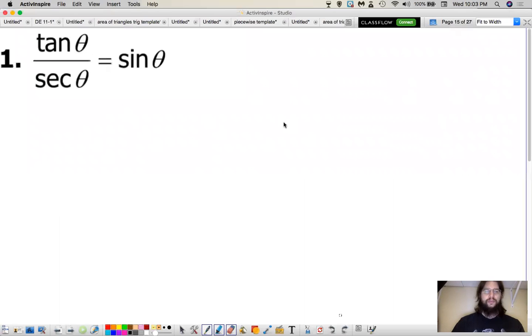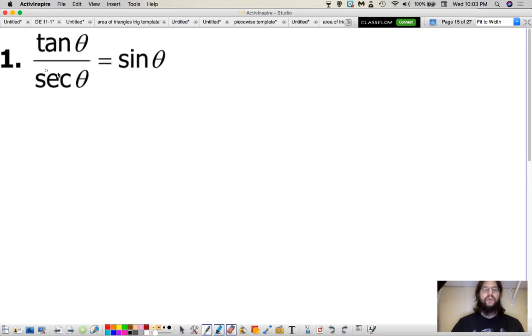Let's look at the first. Tangent theta over secant theta. We need to prove that that's equal to sine of theta. This is not an equal sign. It's a possible equal sign. So we can't add to both sides or subtract from both sides, because we don't know it's an equal sign yet. We're trying to prove that it is an equal sign. You can mess with one side and one side only.